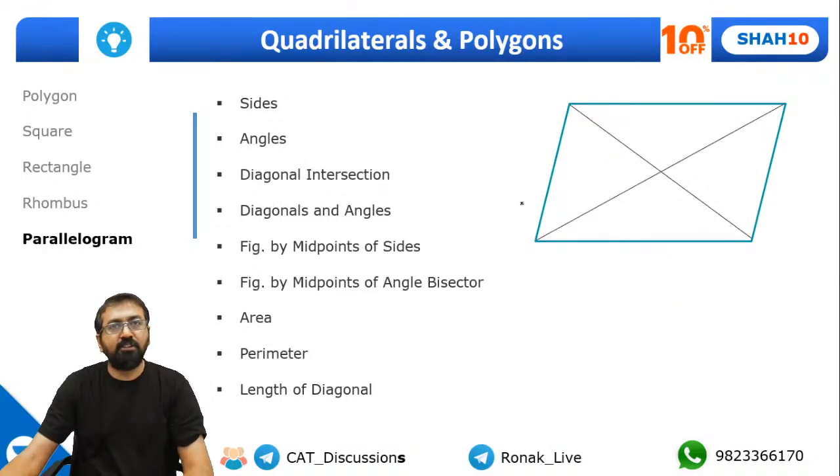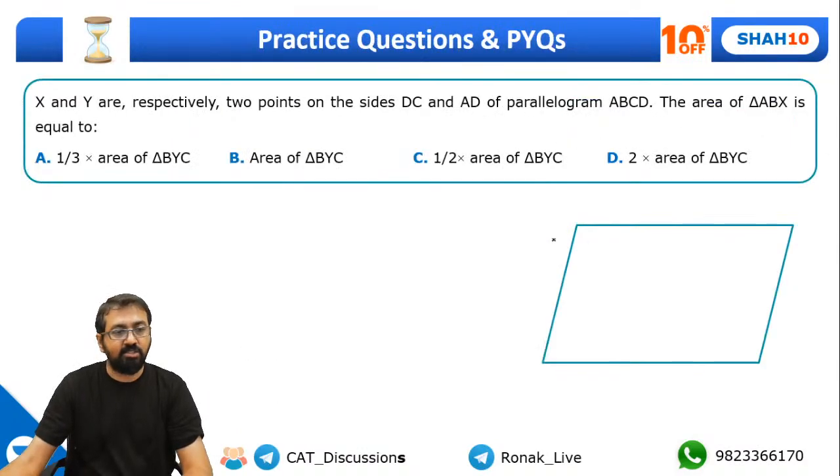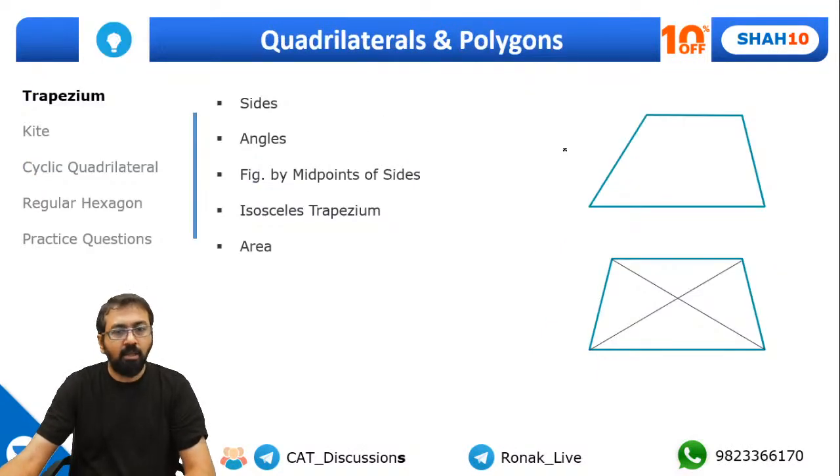Parallelogram, it's a very simple figure. You know, opposite angles are equal, opposite sides are equal. Diagonals are not equal, and the diagonals are bisectors of each other. Diagonals bisect each other, and they do not bisect angles, right? So the questions based on this are simple, we can skip.